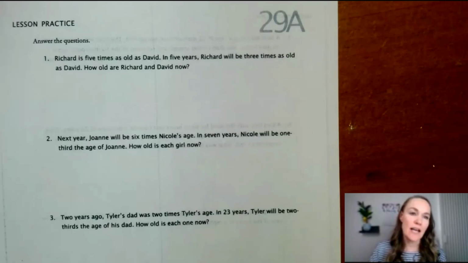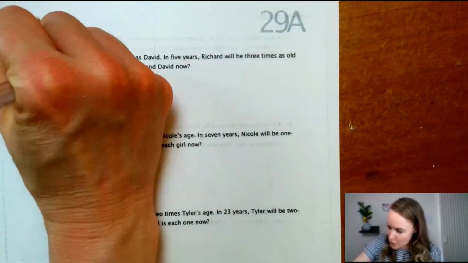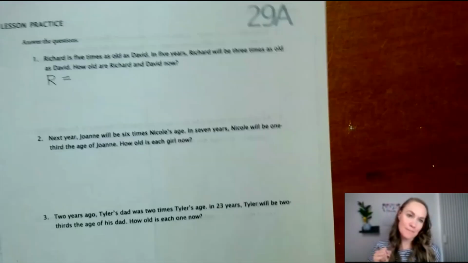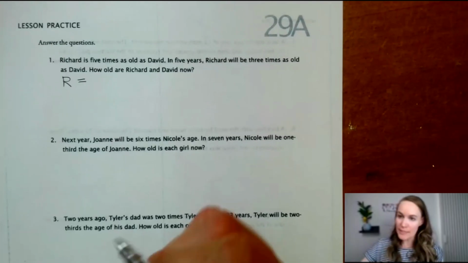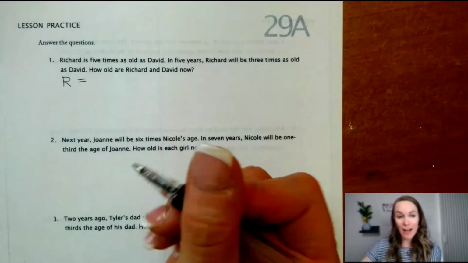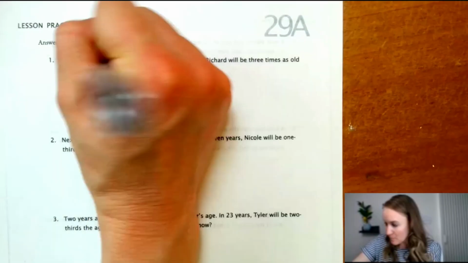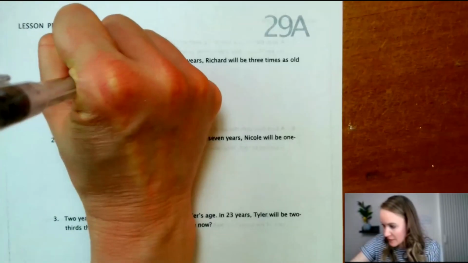Richard is 5 times as old as David. So we're just going to take that sentence and translate from English to math. Richard is 5 times as old as David. So we need to take David and multiply him by 5, and we would get Richard. So R equals 5D.